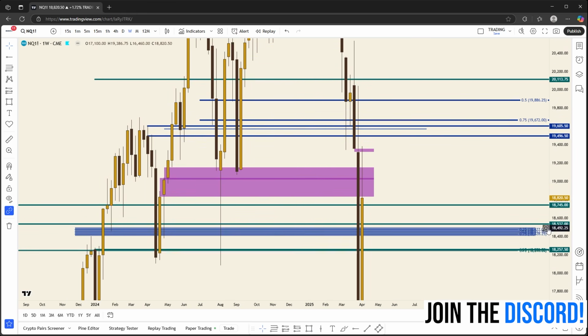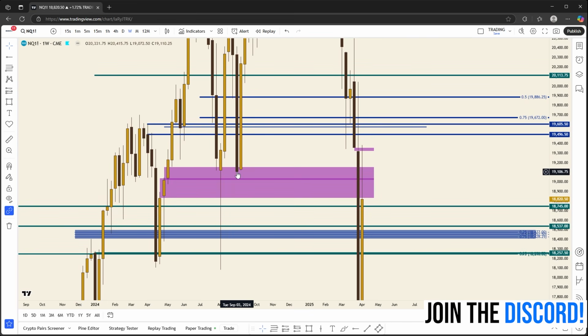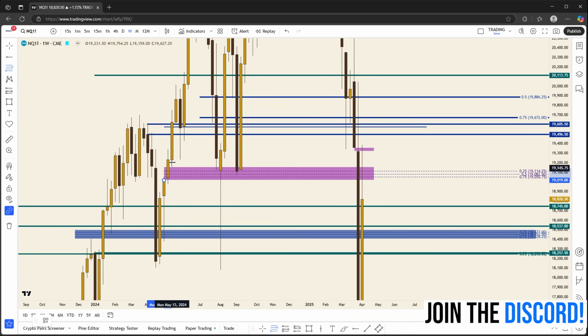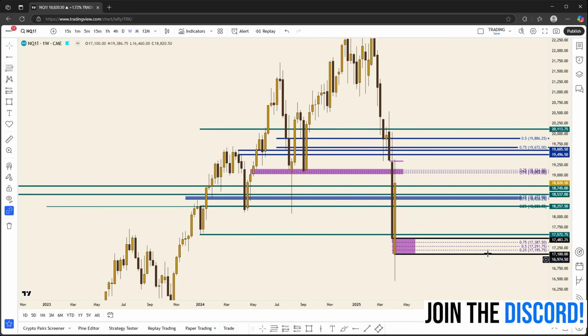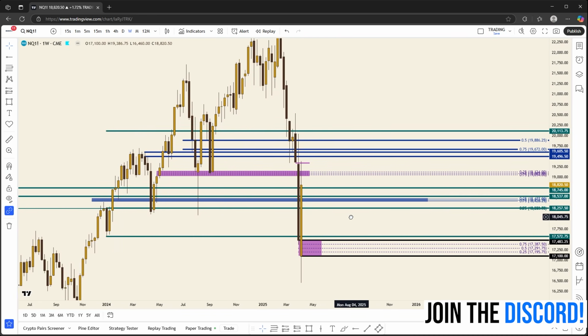When you have inversion fair value gaps like this, I'm going to prefer the one that held price more. If I get rid of the top one, this only held price up once. If I get rid of the bottom one, this held up price twice. So what I'm going to do is use the top one. That's just a very simple rule for inversion fair value gaps, right? So that is the inversion fair value gap that I'm going to use.